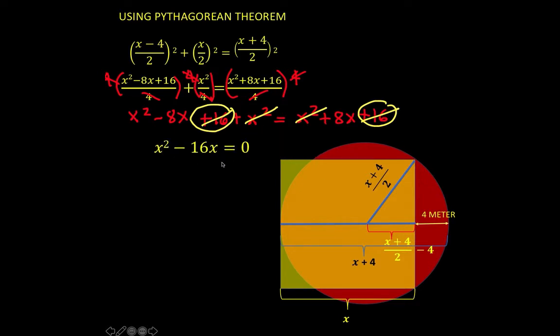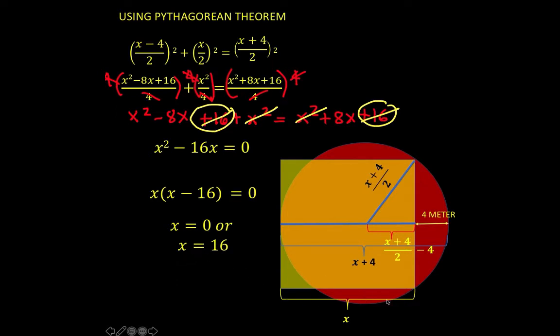And from x squared minus 16x equals 0, we can factor out the common factor x to get x times the quantity x minus 16 equals 0. And therefore, x equals 0 or x equals 16. Obviously, x is not 0. X has a length, so we rule out x equals 0 as a root. And so we accept x equals 16.